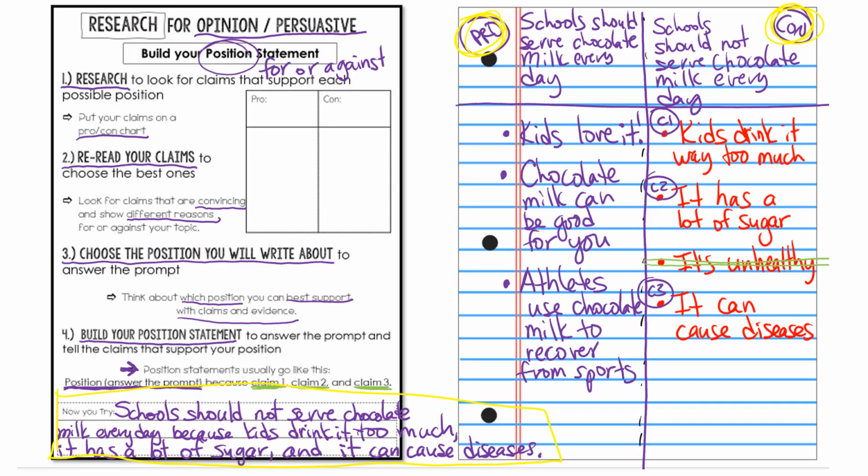In earlier videos, you built a pro-con chart to build a position statement. You thought about reasons for or against something, and then you decided what you were going to write. So for this one example, it was about chocolate milk, and people were thinking about why we should serve chocolate milk at school every day, and then also why we shouldn't. And after looking at these big claim ideas, we decided we were going to write, schools should not serve chocolate milk every day, and then we listed those claims. Because kids drink it too much, it has a lot of sugar, and it can cause diseases.